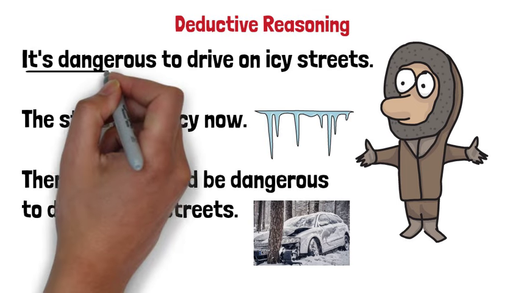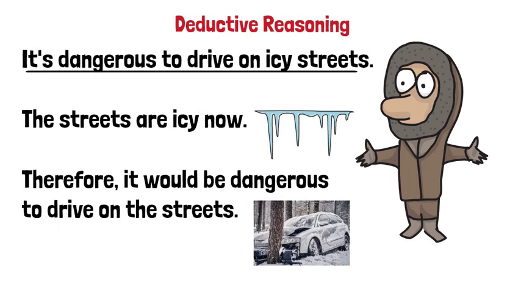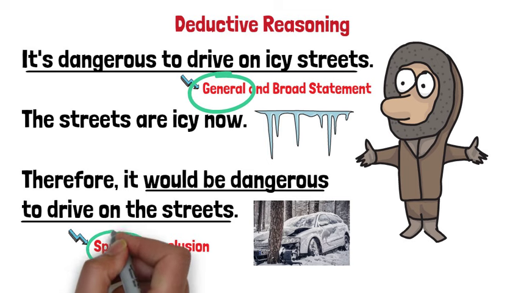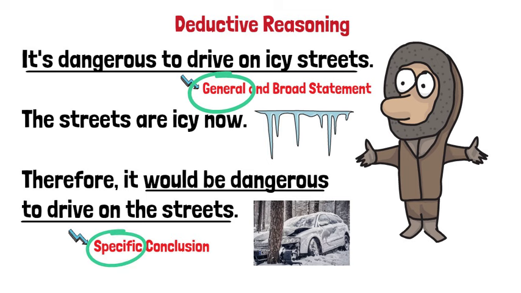The person begins their argument with a broad and general statement: "It's dangerous to drive on icy streets." And from this general statement, this person comes to a specific conclusion: "Since the streets are icy now, it'd be dangerous to drive on the streets." The logical progression of this person's thinking can be described as going from general to specific. This is a form of deductive reasoning.